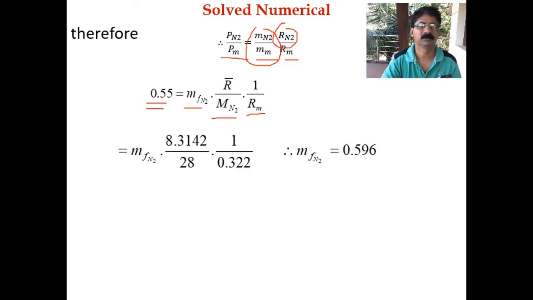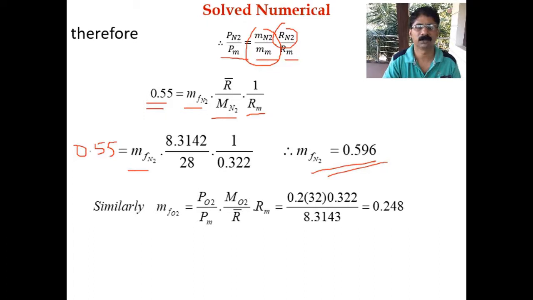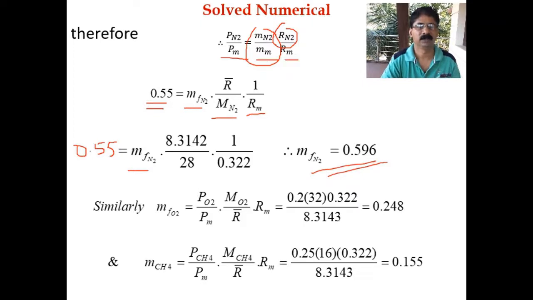Now if you substitute here, you will get the mass fraction of N2. Only the mass fraction of N2 is unknown, since 0.55 is already there. So you will get the mass fraction of N2 as 0.596. Similarly, you can find the mass fraction of O2 as 0.248 and of methane as 0.155. With this I conclude this lecture number 6, which is on numericals on ideal gases, and we'll continue with more numericals in the next lecture. Thank you.